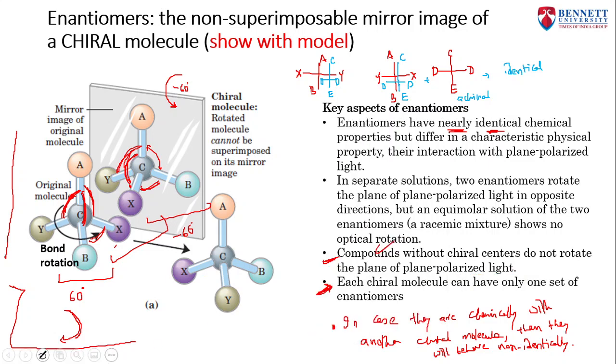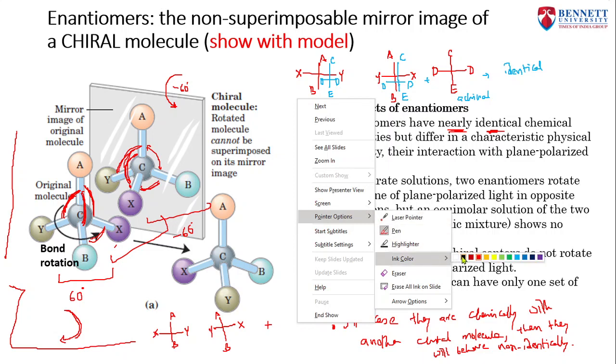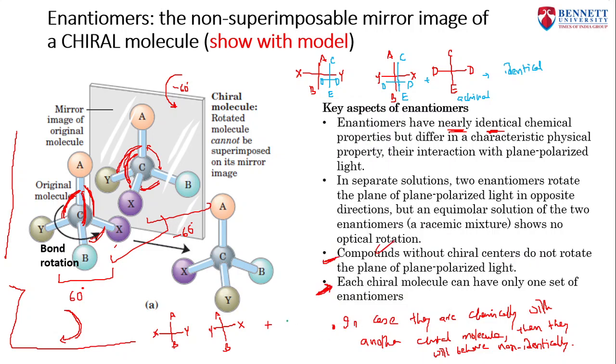with a red color, and you can see that this is A, B, X and Y. On this side also I have A, B, Y and X. Okay, now I will try to see if they will react with another chiral molecule similarly or differently. Okay, so let's try that with this molecule. So let's call this CEDG.